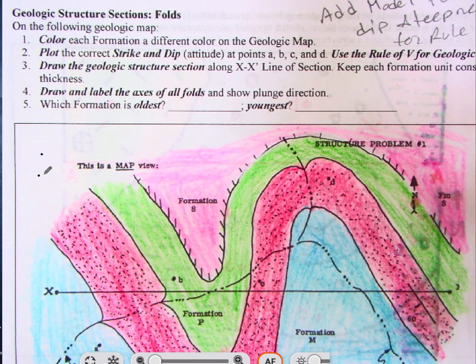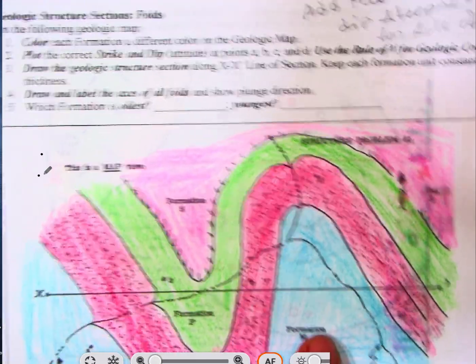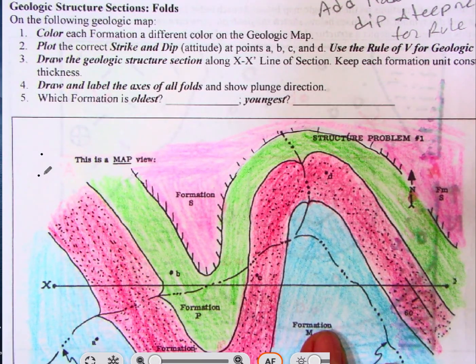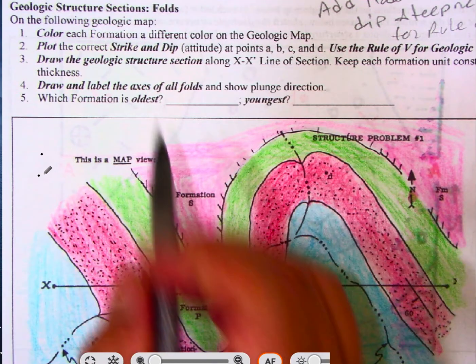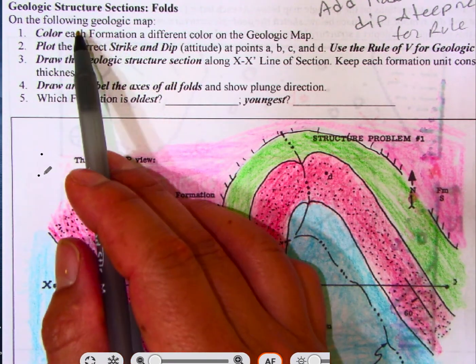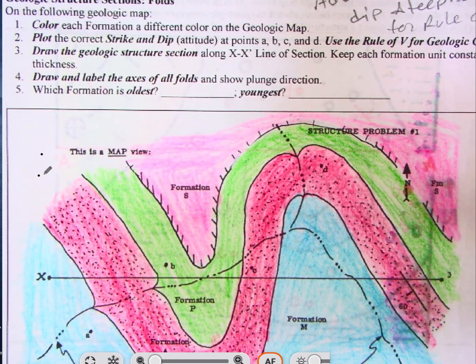So one of the most important things to do, and one of the simplest things to do, is to color each formation. And I've done that already on mine. Once you color it, then you can make out the units, especially when we draw the structure sections to show the geology in the subsurface. So I want you to color each formation. Then I want you to plot the correct strike and dip symbols at these different letter positions.